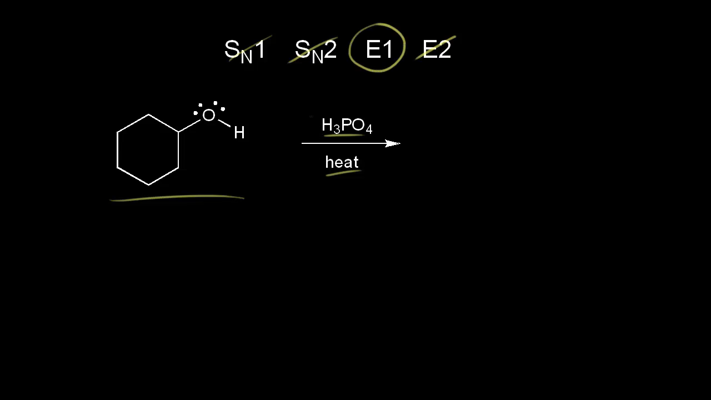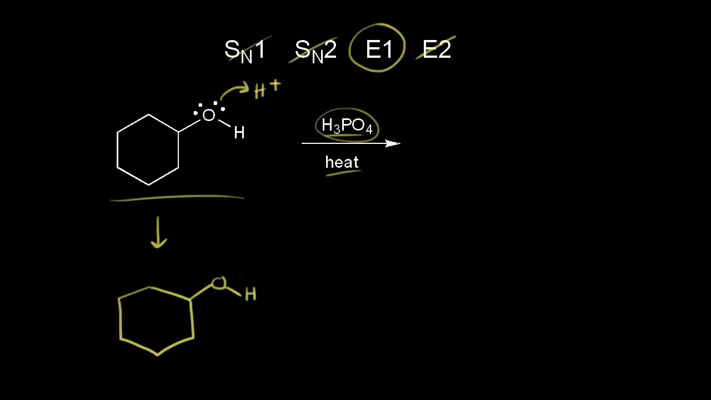And our first step would be to protonate our alcohol to form a better leaving group. So phosphoric acid is a source of protons, and we're going to protonate this oxygen for our first step. So let's draw in our ring, and we protonate our oxygen.